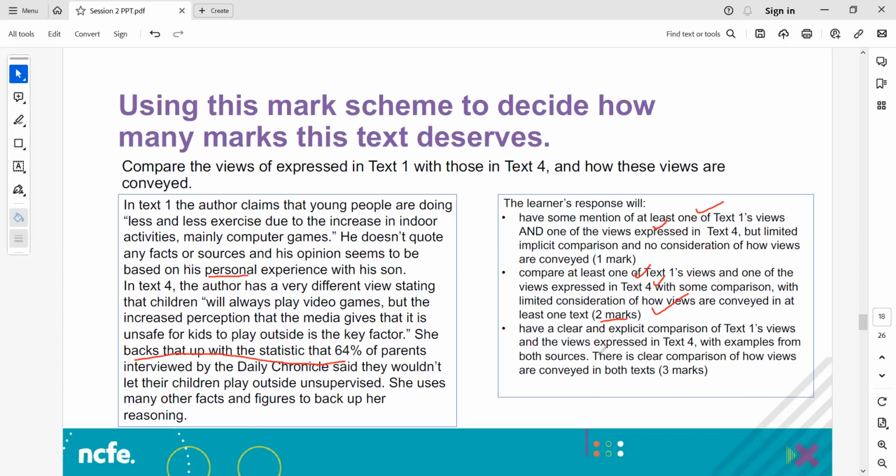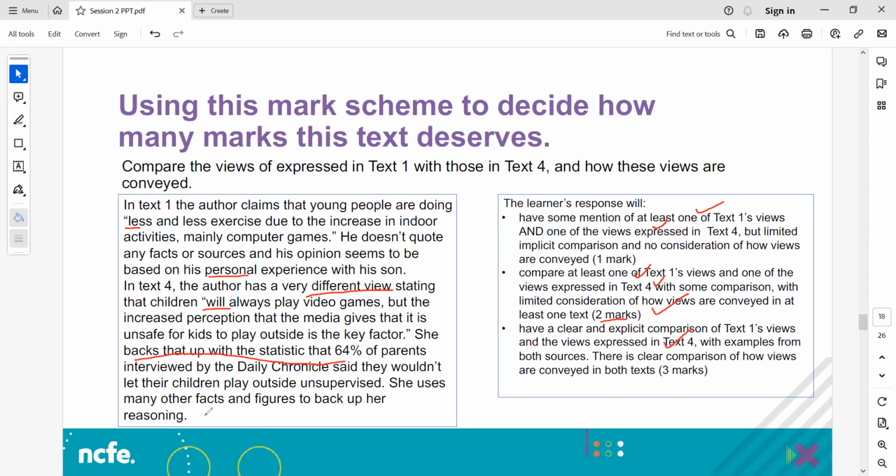They have a clear and explicit comparison of text 1's views and the views in text 4 with examples from both sources. So have we got examples or quotes from both sources? Yes, we have. So we've got here text 1, we can see the speech marks, and here starts the quote from text 4. So we'll tick that. So is there clear comparison of how the views are conveyed in both texts? Yep. Good.